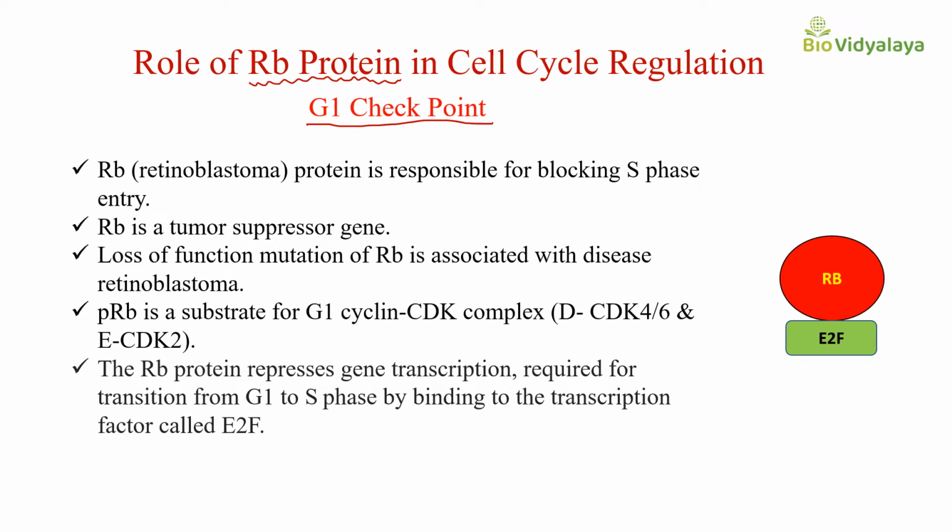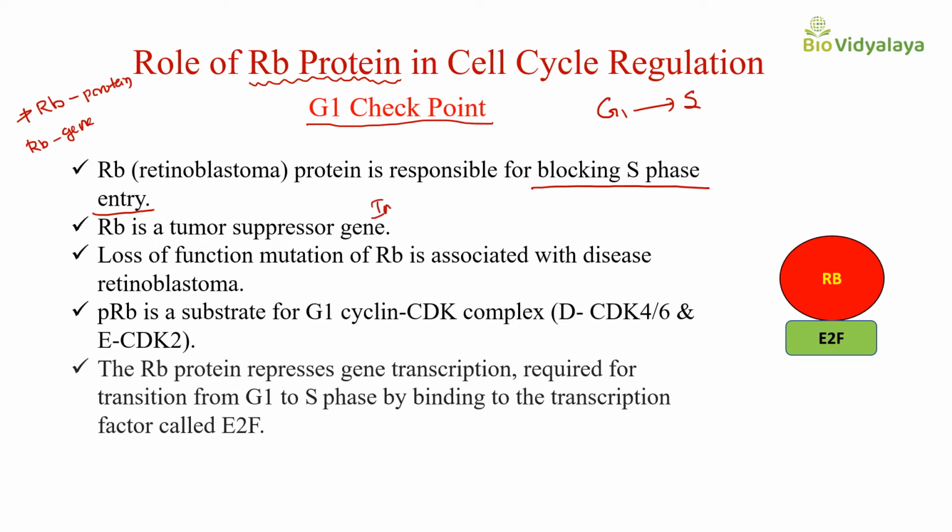So this RB protein is responsible for entry of the cell cycle to S phase, from G1 to S phase. So retinoblastoma protein is responsible for blocking S phase entry. We can represent retinoblastoma protein as pRB and the gene as RB. Okay. So RB is a tumor suppressor gene.